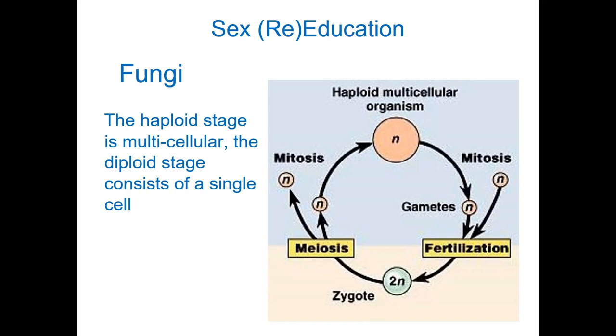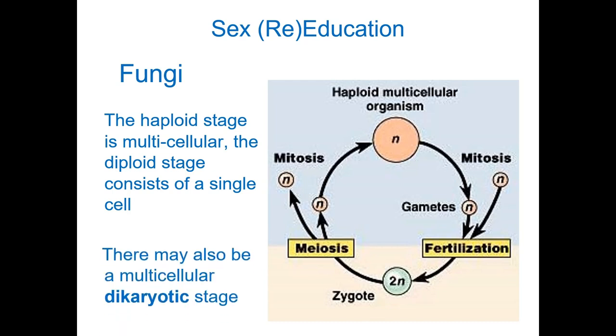Those gametes come together to form a diploid zygote, a single cell that will immediately undergo meiosis and produce four haploid cells that will then undergo mitosis to give rise to a haploid multicellular organism. So this is kind of the opposite of what animals do. There can also be a multicellular dikaryotic stage, and I'm not going to get into that right now. I'll come back to that, but we can actually have multicellular forms where the cells have two separate haploid nuclei.